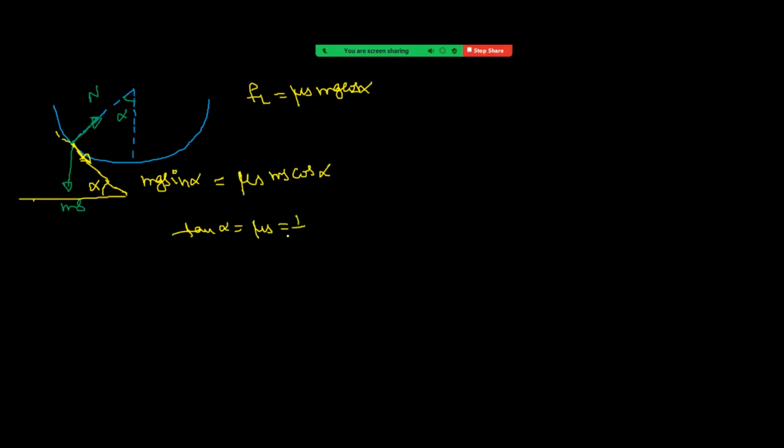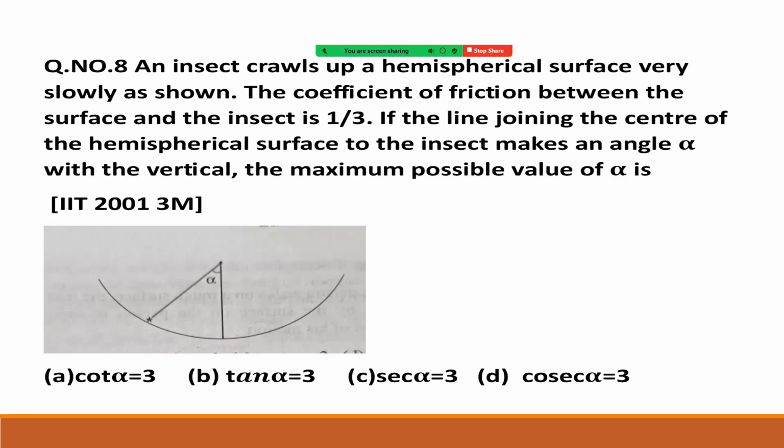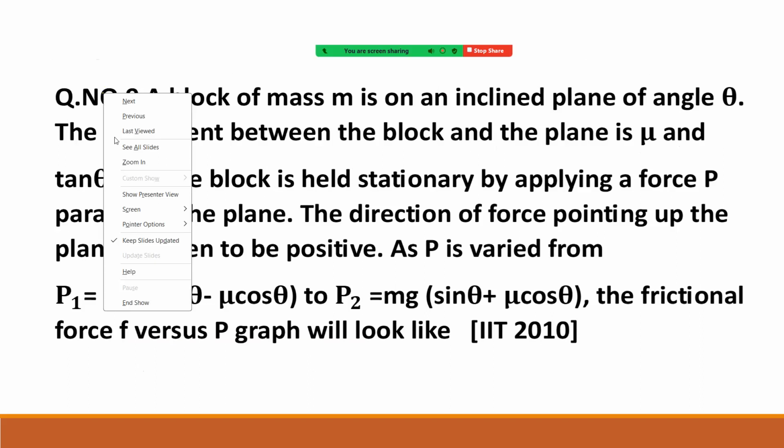And mu s is given as 1 by 3. That means I can write cot alpha equal to 3. So just compare with the rough inclined plane, and it becomes very simple. That means the answer is option 1. See the next problem. Focus carefully.